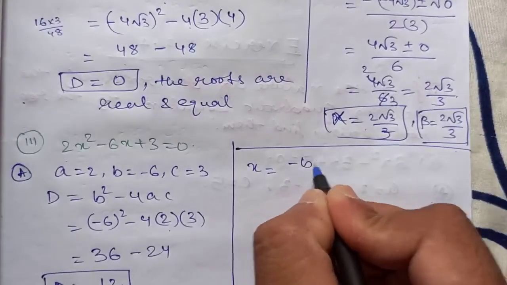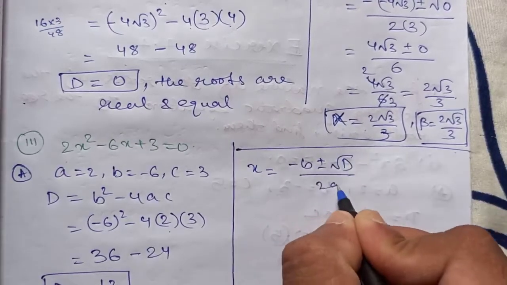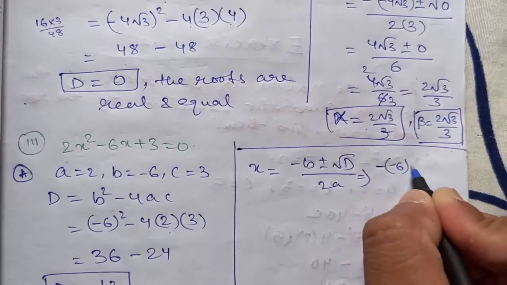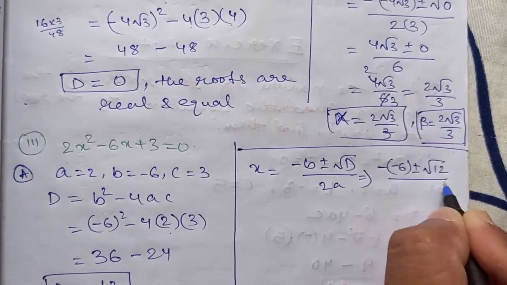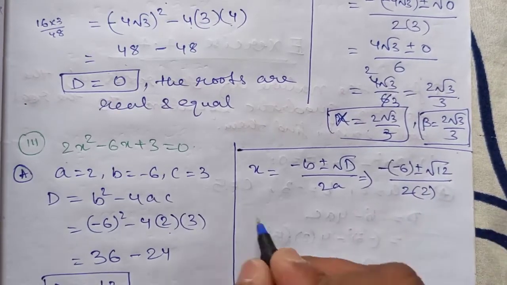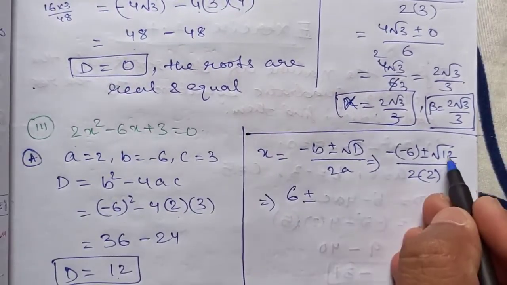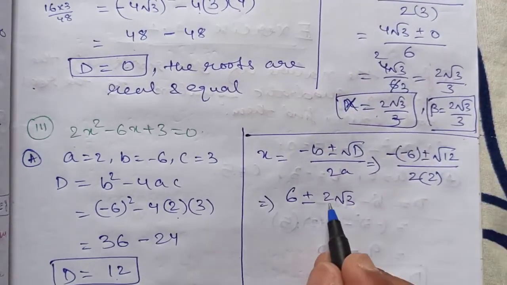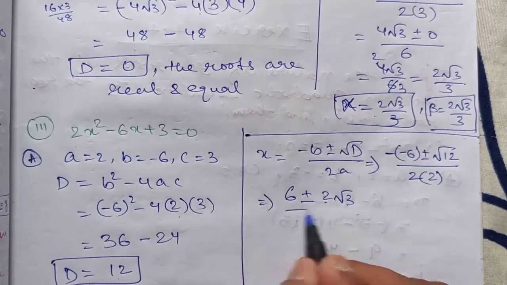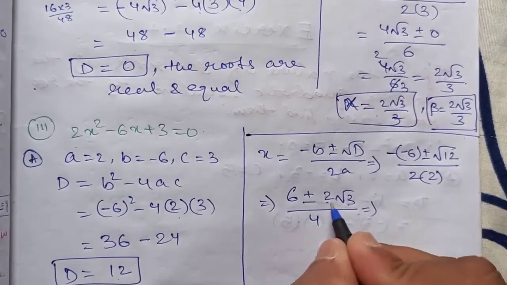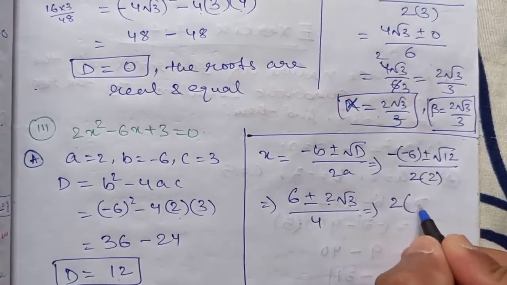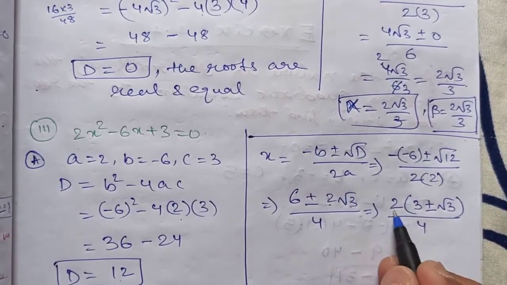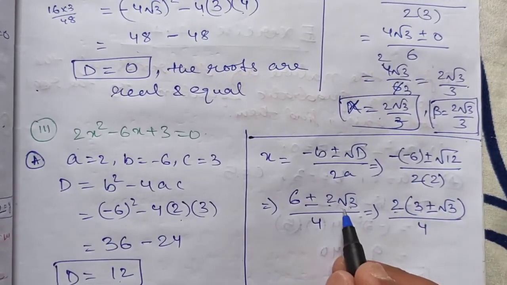x equals to minus b plus or minus root d by 2a, implies minus b is how much? Minus minus 6, plus or minus root d, how much did we get? 12 we got, by 2 into a is 2, minus minus is plus, 6 plus or minus root of 12, you will get 2 root 3, because 2 2s are 4, 4 3s are 12, by 4. Okay, now take 2 common from here, you will get 3 plus or minus root 3 by 4. 2 3s are 6, 2 into root 3 is 2 root 3 by 4.